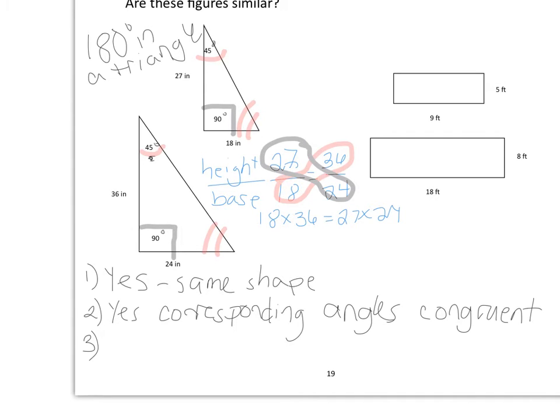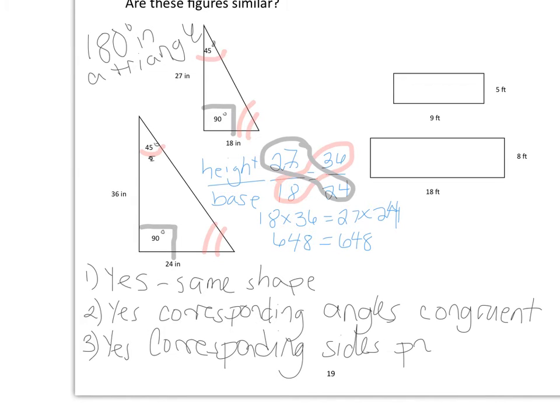And when we cross multiply, we get that 18 times 36 is 648, and 27 times 24 is 648. So that tells us that yes, corresponding sides are proportional. Because we said yes to all three things, these two figures are similar.